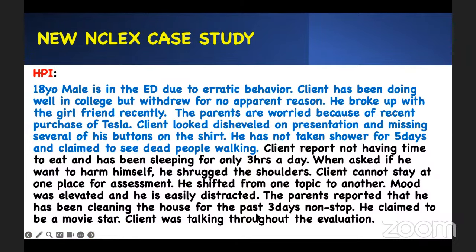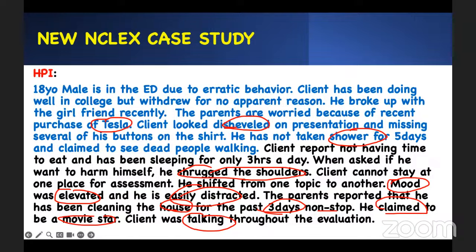Things that are very worrisome, right? He shrugged his shoulder when asked, okay, he's not eating, okay? Spending money buying a Tesla is not good. He's disheveled on presentation. He's not taking care of himself. He has not showered for 5 days. That's not good, right? His mood is elevated. That's not good. He's easily distracted, okay? He's been cleaning the house for 3 days, that's not good. Claiming to be a movie star, that's grandiosity. He's talking throughout the case. All this is consistent with DIGFAST, with associated hallucination. So those are the things you have to highlight.